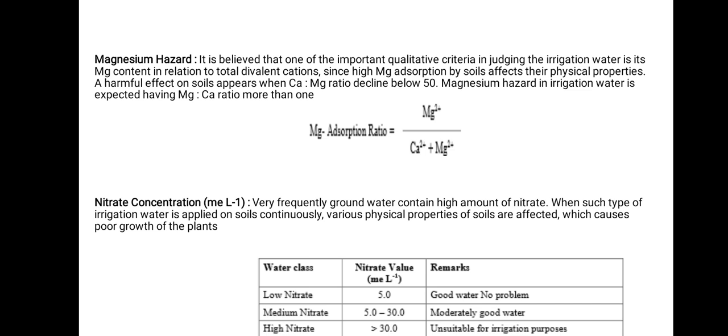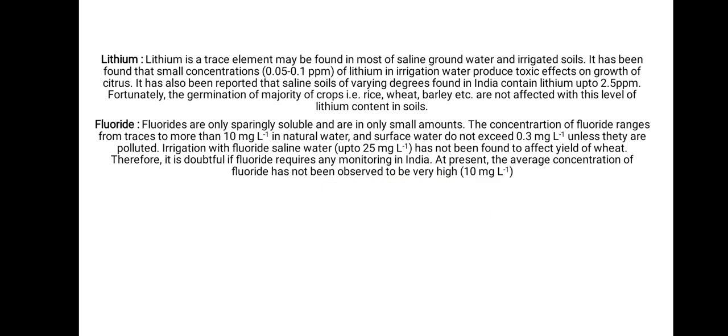Then nitrate content. Very frequently groundwater contains a high amount of nitrate. When such irrigation water is applied to soils continuously, various physical properties of soil are affected. So low nitrate is less than 5, medium nitrate 5 to 30, more than 30 is called high nitrate. Then lithium is a trace element, may be found in most of the saline groundwater irrigated soils. It has been found that small concentration. Then fluoride is another factor which is found in the groundwater.